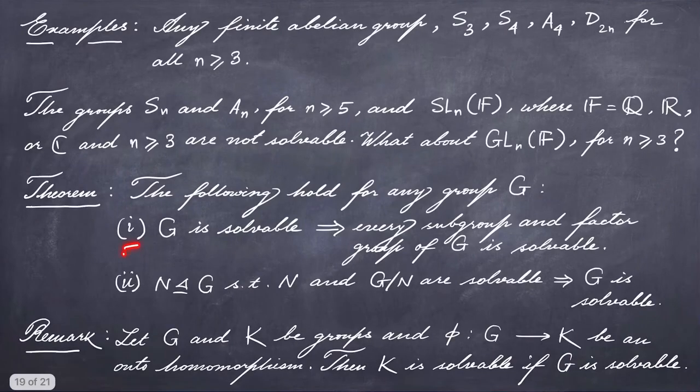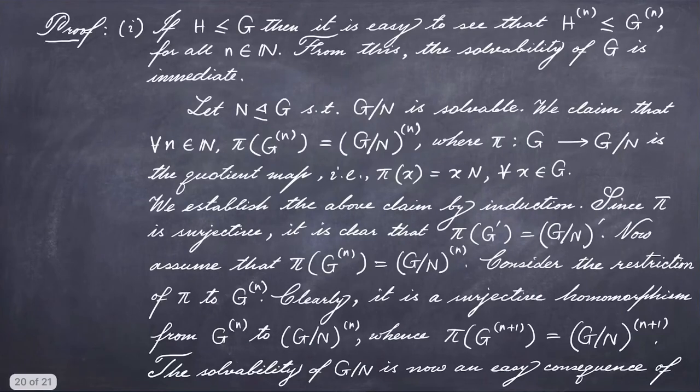So first let's prove the first one. If G is solvable, then every subgroup will be solvable, because that's easy to see from the definition. The nth derived subgroup of H is easily seen to be contained in the nth derived subgroup of G, because any commutator of a subgroup will be a commutator of the bigger group. So from the solvability of G, this becomes trivial at some point, forcing this to be trivial. Therefore we have the desired solvability for H.